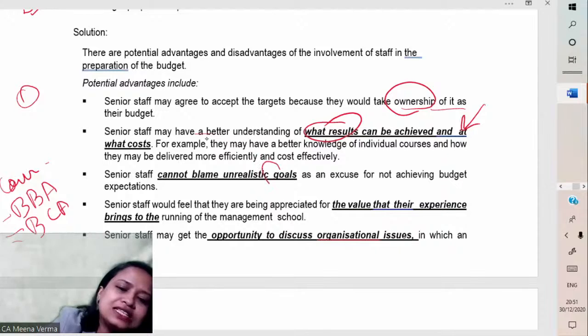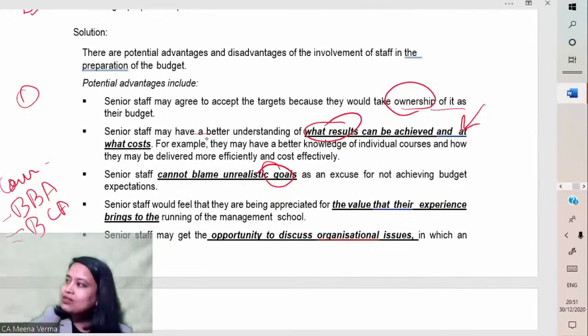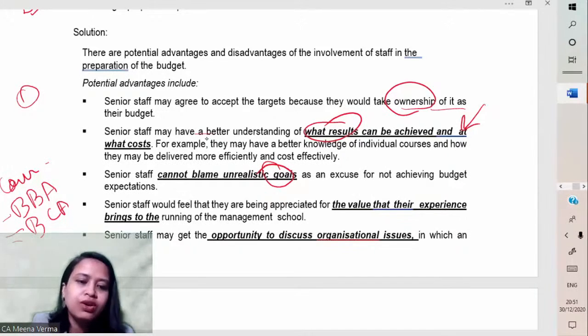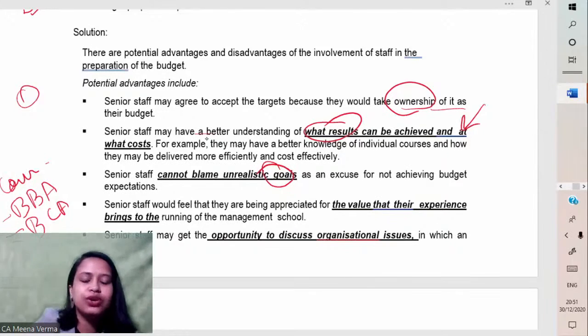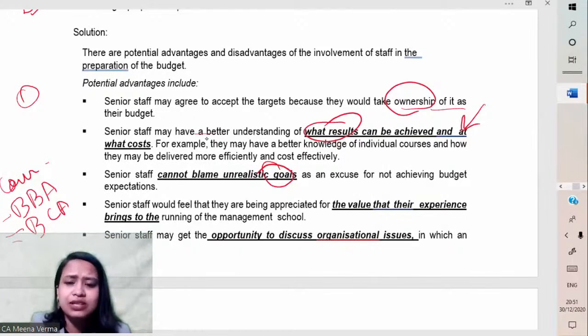Also, if there is any unrealistic goal, they cannot blame someone. If the senior management is itself involved, they cannot say that this goal is unrealistic. They will set such a goal which is possible to achieve. They will not set any goal which is not possible to achieve, so they can't blame anyone. If you involve them, they cannot say it is an unrealistic goal, and the people can't excuse themselves that it is impossible to achieve this goal. They cannot give such excuses.